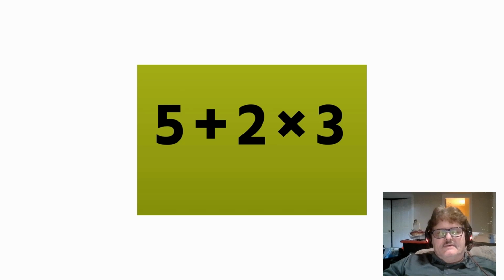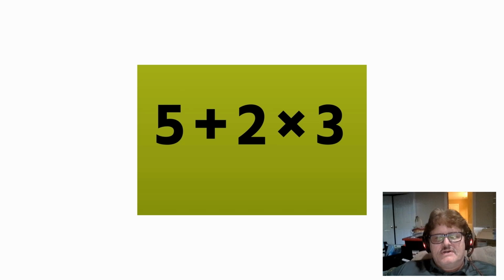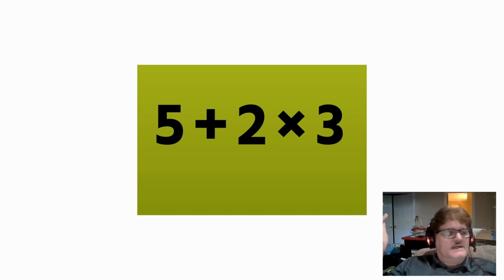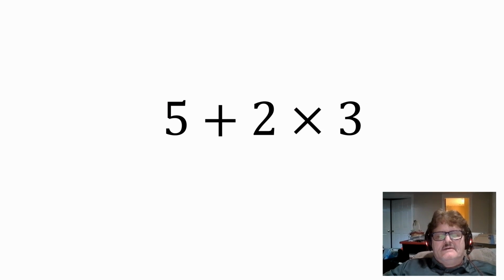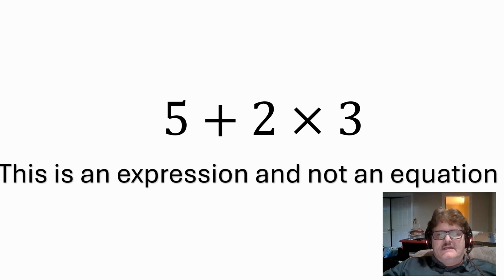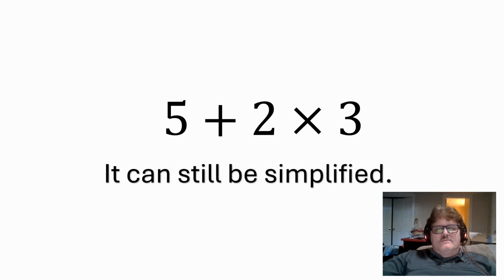All right, so I know a lot of people will look at this and say, well, gee, there's no equal sign. Where is the equal sign in this? Right? There's no equal sign. It doesn't matter really. It's an expression. 5 plus 2 times 3 is an expression. It's not an equation. But expressions can still be simplified. So that's fine. There's nothing really wrong with that.